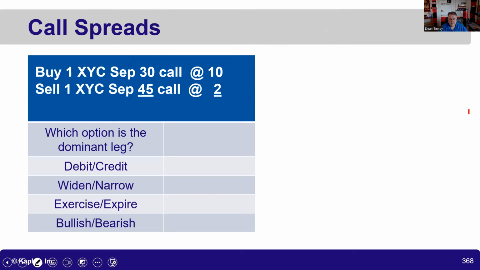Okay, welcome back. Now we have somebody who's doing the opposite. We have credits, we have debits. Here I have a choice to buy the stock at 30, and I paid 10 for that. And I have an obligation to sell the stock at 45, and I brought in 2 for that. The dominant leg is always the larger premium, and lower strike call contracts always have greater premiums.